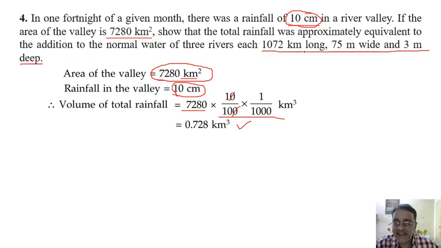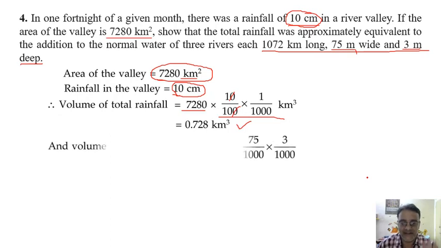Okay, three rivers each. The length is given 1,072 km and the width is given 75 m. 75 m means 75/1,000 km. 3 m means 3/1,000 km. So this is in the form of cuboid, length into breadth into height. So 3 rivers means we have to multiply with 3. Okay, so this step is clear?